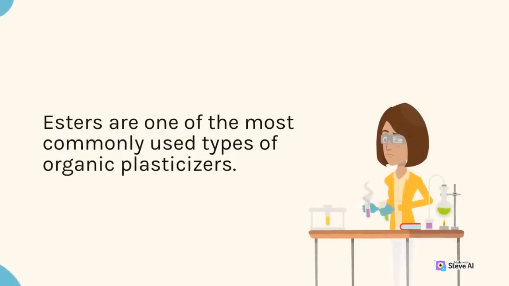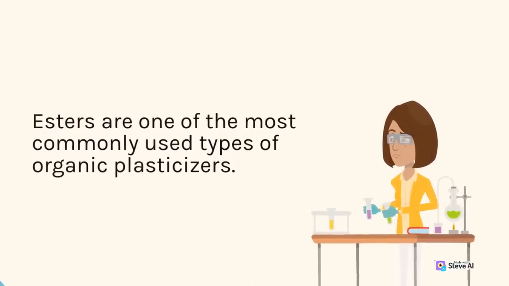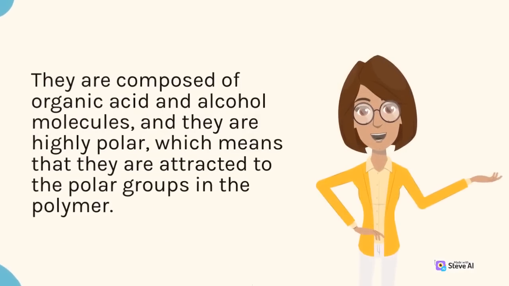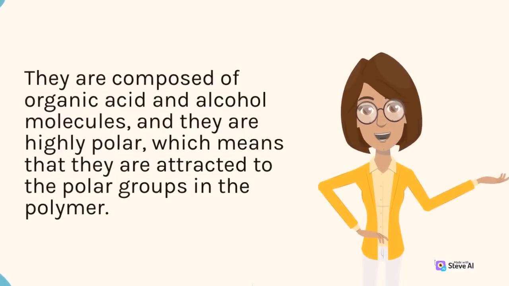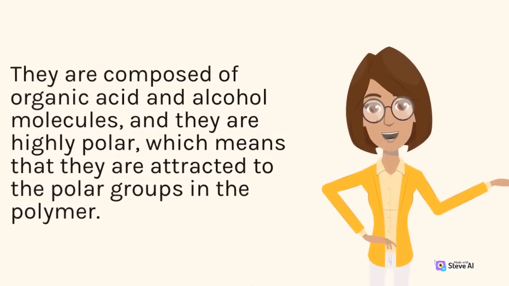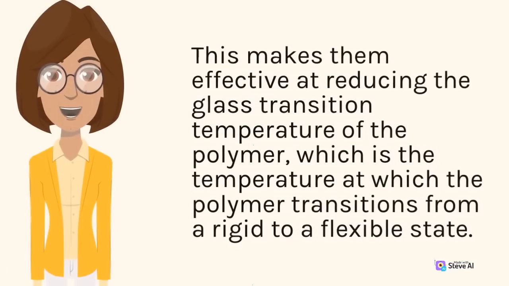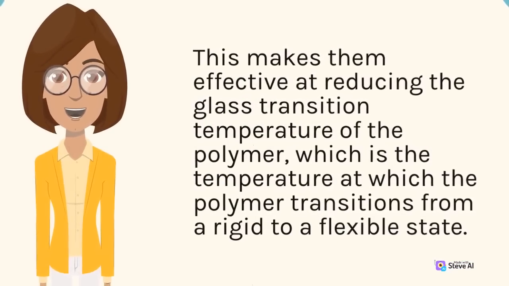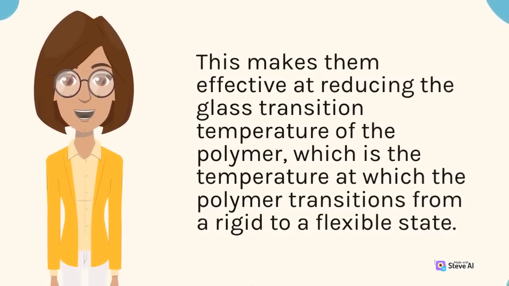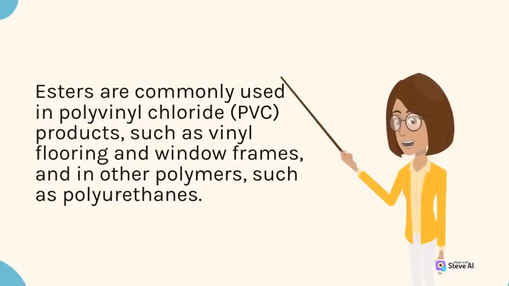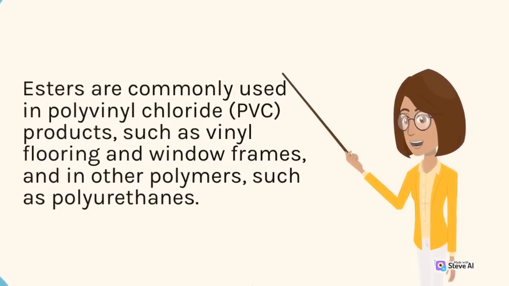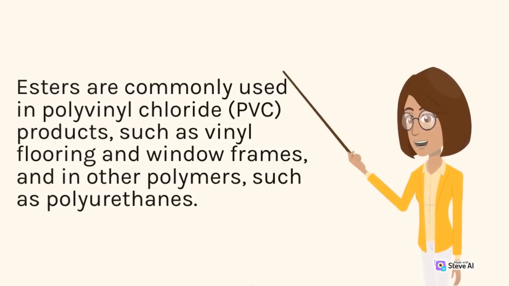Esters are one of the most commonly used types of organic plasticizers. They are composed of organic acid and alcohol molecules, and they are highly polar, which means that they are attracted to the polar groups in the polymer. This makes them effective at reducing the glass transition temperature of the polymer, which is the temperature at which the polymer transitions from a rigid to a flexible state. Esters are commonly used in polyvinyl chloride, PVC, products, such as vinyl flooring and window frames, and in other polymers, such as polyurethanes.